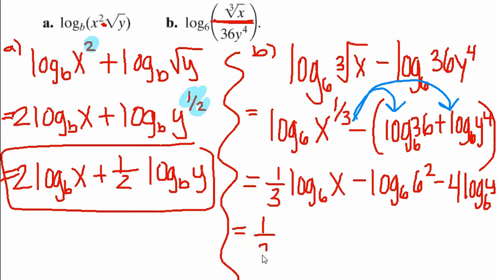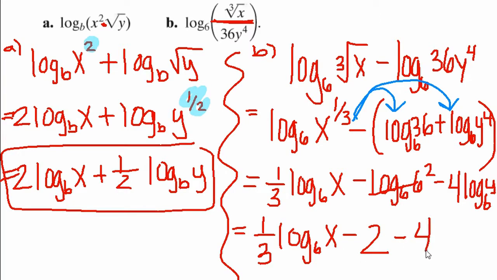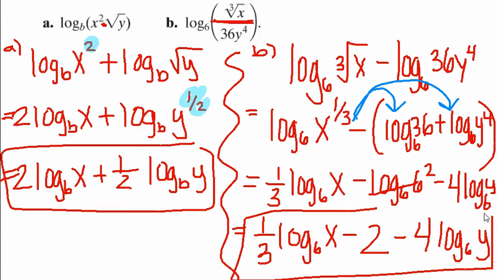So almost done. 1/3 log base 6 of x. Log base 6 and 6 cancel, so I get minus 2 there. Minus 4 log base 6 of y. And so that's about as expanded as I can go. Go ahead and hit pause, try the next checkpoint, and when you're ready to check your answer, hit play.